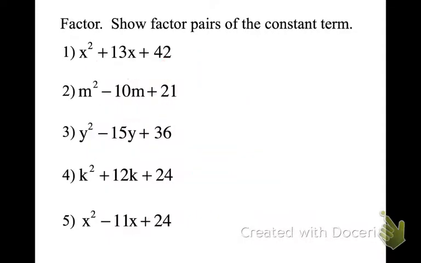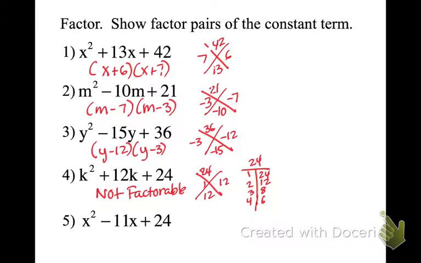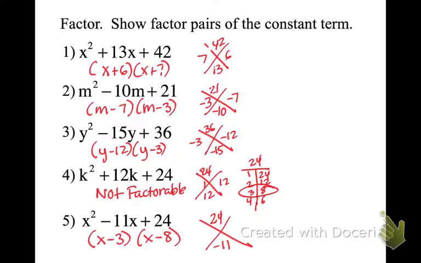Okay. Oops. Shouldn't have probably done that yet. So that is not factorable. Let's go on to the next one. What multiplies to 24 and adds to negative 11? Well, we've already done that, so how about negative 3 and negative 8? So it's x minus 3 times x minus 8. And there we have it.